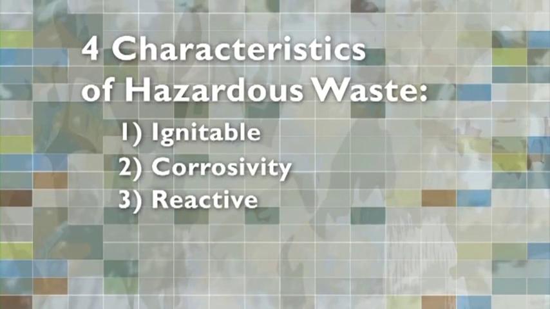Right, something you don't want to drink, something you don't want to just pour all over your body or onto your tongue. Exactly. Okay. The actual definition of a corrosive is something that has a pH of less than 2 or greater than 12.5 on the pH scale. Okay. The third characteristic would be reactive.